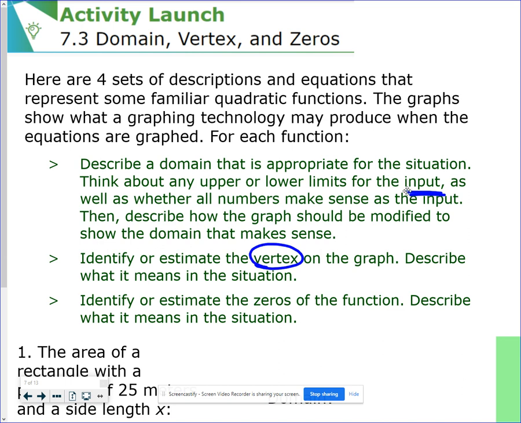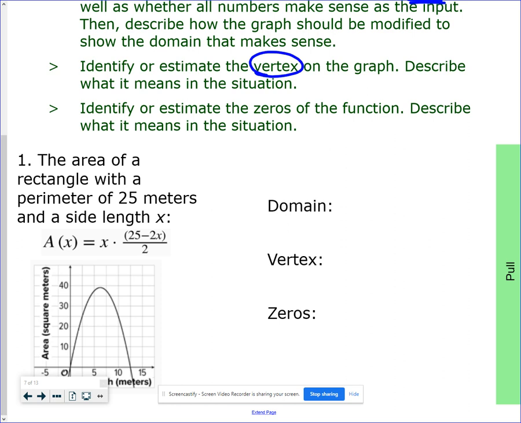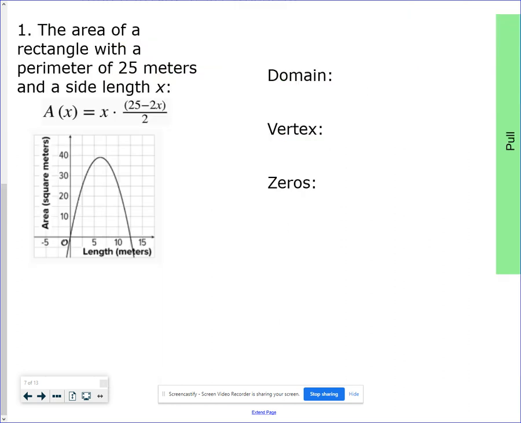So let's take a look at this graph. I'm going to move this up a little bit too. So this is the area of a rectangle. We did this. We did a whole bunch of these. We just didn't write it out exactly the way this looks. Remember again, this function notation is saying the area based on some number that we use for x. A lot of times we were just saying that's what the y is, right? x times (25 minus 2x), all divided by 2. That's the length times the width, basically.